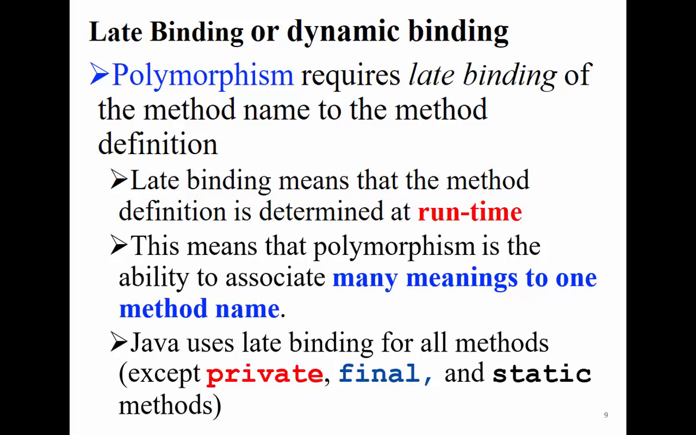Final, it's only one copy. No one can change it. So what's the meaning of late binding or something like that? Static is only one copy also. You cannot change it at runtime. Okay? You can call it even without an object. So there is no point of having late binding with private or final or statics.